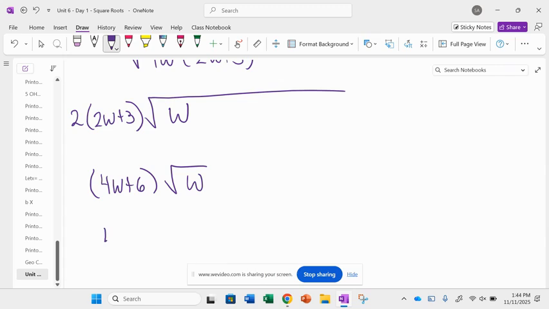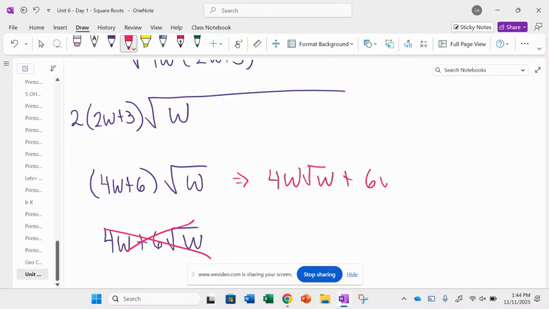Why? If you didn't have the parentheses, it would be 4w plus 6 root w. What would that mean? It would mean that that root w only belonged to the 6. Does it only belong to the 6? No, it belongs to this whole quantity. If you wanted to distribute in the root w, could you? Sure. Do you have to? No. So this we know is wrong. If you wanted to distribute it in and say 4w root w plus 6 root w, I would be okay with that also. So I'm okay with any form of this.